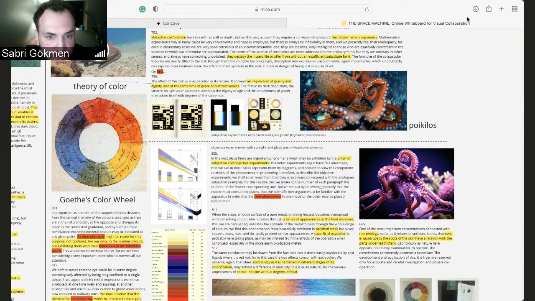And when he talks about the objective experiments, he considers this as necessary because they have to be unified with the subjective experiments and they have to support each other. So we are actually looking at twin phenomena. So we are looking at color from two sides. The objective needs to support the subjective.